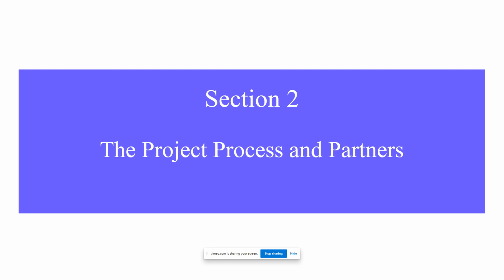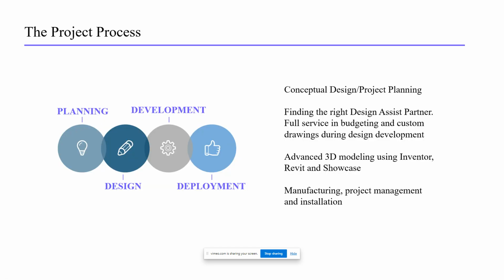Before we talk about some of those engineering items that we've sort of alluded to, let's talk about the project process. We have some understanding of the equipment. Now let's discuss how we incorporate it. So virtually all project cycles can be broken down into four main processes: planning, design, development, and deployment.